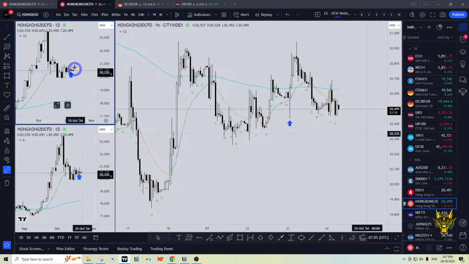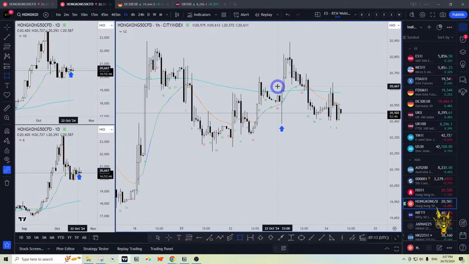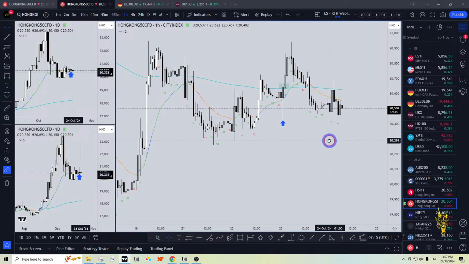So I saw this small bull inside bar on the daily chart yesterday. And I was waiting for a good signal bar. And I saw this bar here. And I thought, you beauty. That's a good enough bar for me.